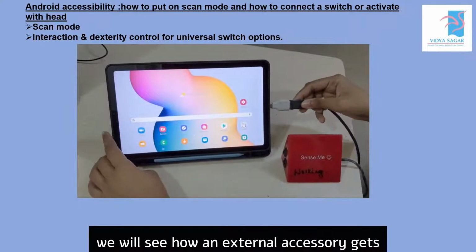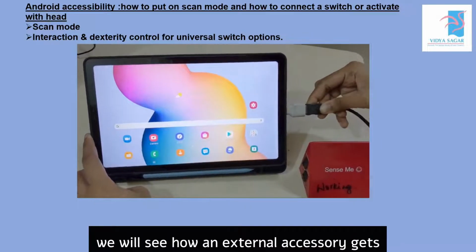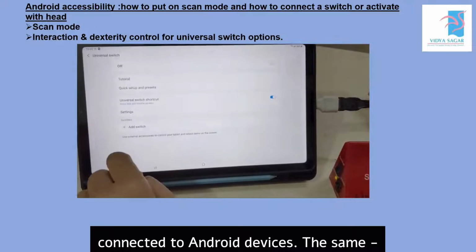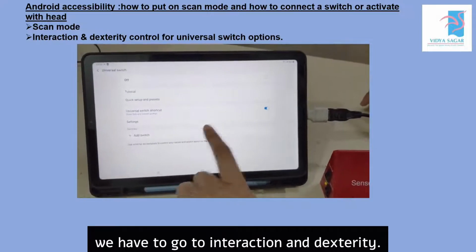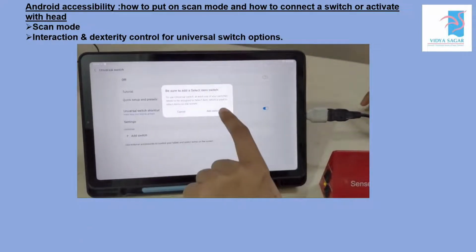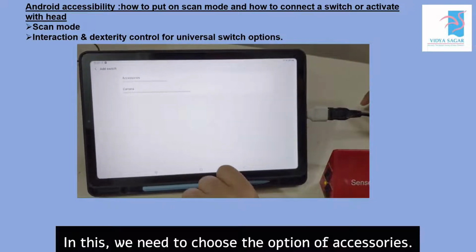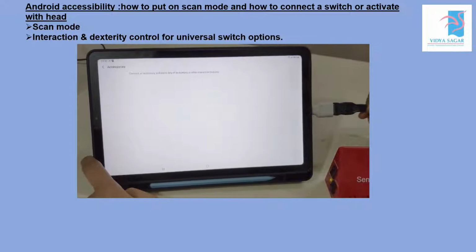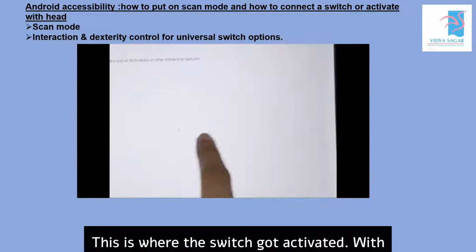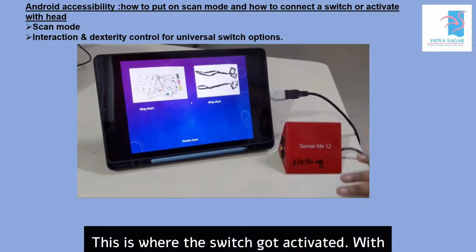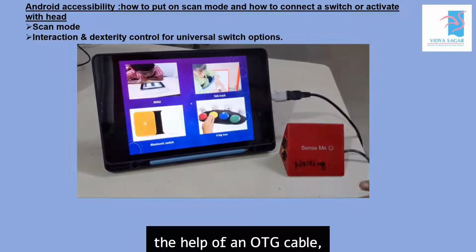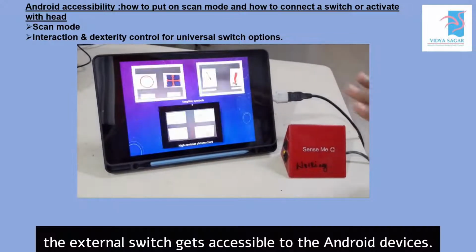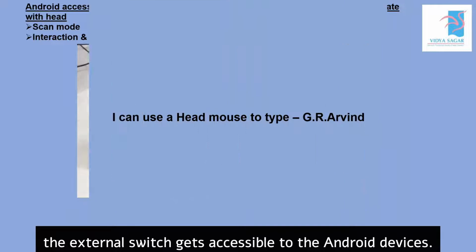Now we will see how an external accessory gets connected to Android devices. The same, we have to go to interaction and dexterity. In this, we need to choose the option of accessories. This is where the switch got activated. With the help of an OTG cable, the external switch gets accessible to the Android devices.